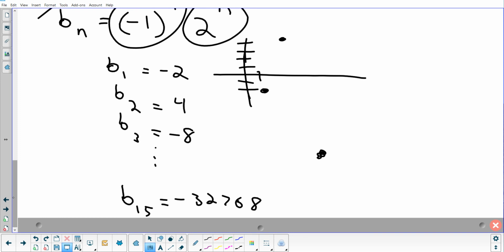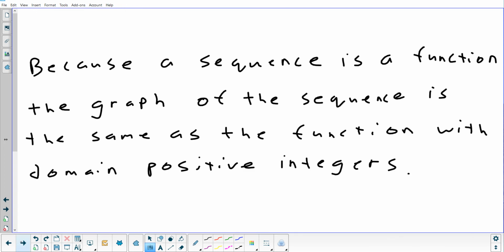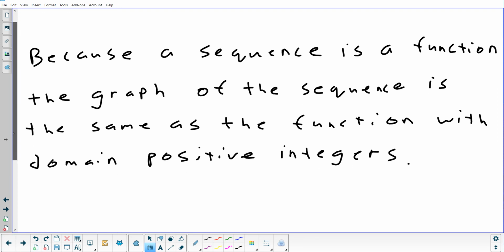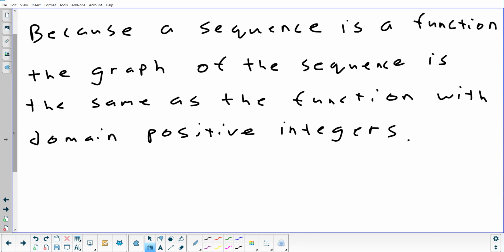This type of formula is nice because you can find any term you want directly. I found the 15th term, but I didn't find the 14th through the 4th. I just skipped from 3 to 15. That's what you want to be able to do. So, if you were to graph something like this, I'll graph it in a minute, it's going to look like a set of dots. That's what it'll look like.